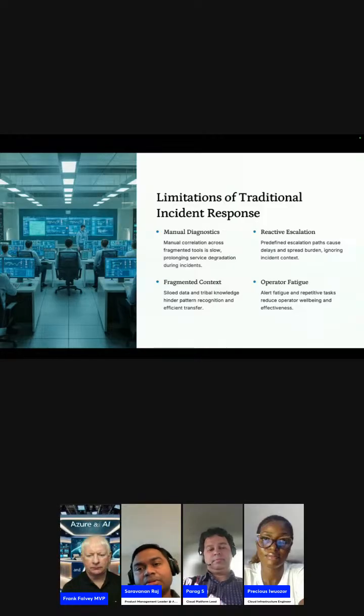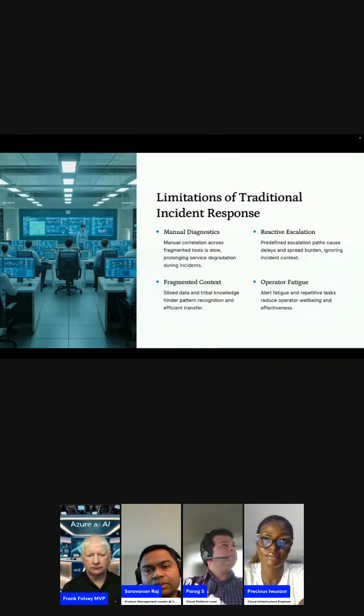The second problem is related to reactive escalation. After an outage has happened, we are then trying to engage the right engineer, and there's a predefined escalation path, yes, but each hop causes delay.